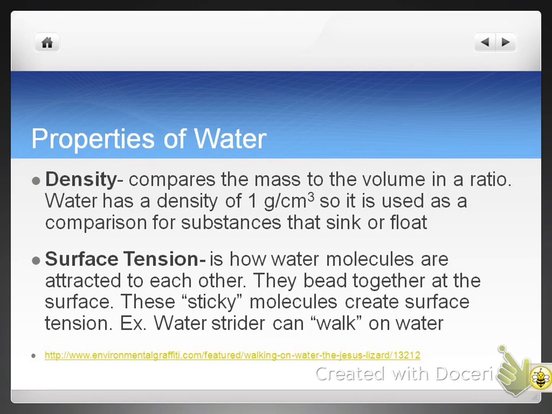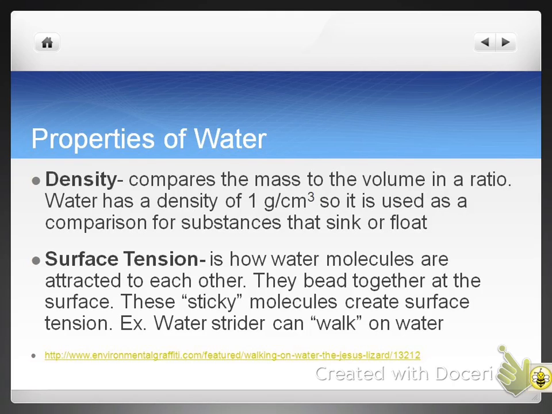Water molecules, again, remember that polarity, they are sticky molecules. They stick to each other, and they create what's called surface tension, which means that at the surface, the water's sticking together, so when you break the surface, if you break it gently, not like a belly flop, but a nice swan dive, there's not much of a splash.